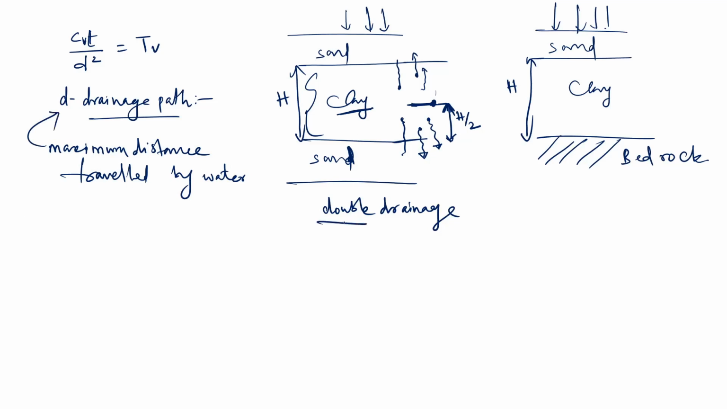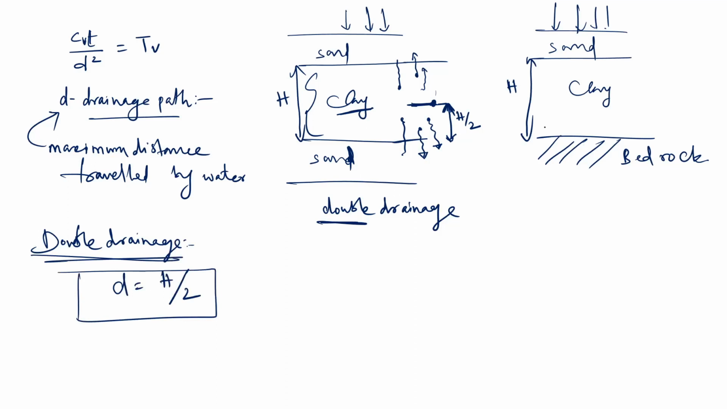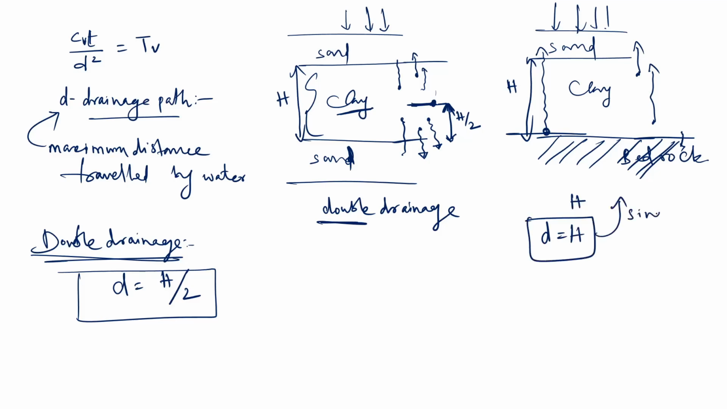So what is the drainage path in double drainage? In the double drainage condition, d will be the height of the clay layer divided by 2. Whereas in single drainage, the water particle has to go in one direction only, because there is bedrock, which is impervious, so it cannot go down. Even if the water particle is at the bottom point, it has to travel all along the clay layer and go up. So the maximum travel is H. So d is H in the single drainage condition. The concept of drainage path is the maximum distance travelled by water in any clay layer.